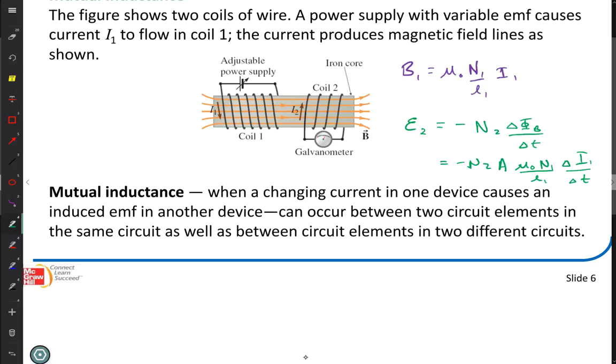So simplifying that, E2 is equal to minus N1, N2. Actually, we usually put the mu out front, so let me put the mu out front.